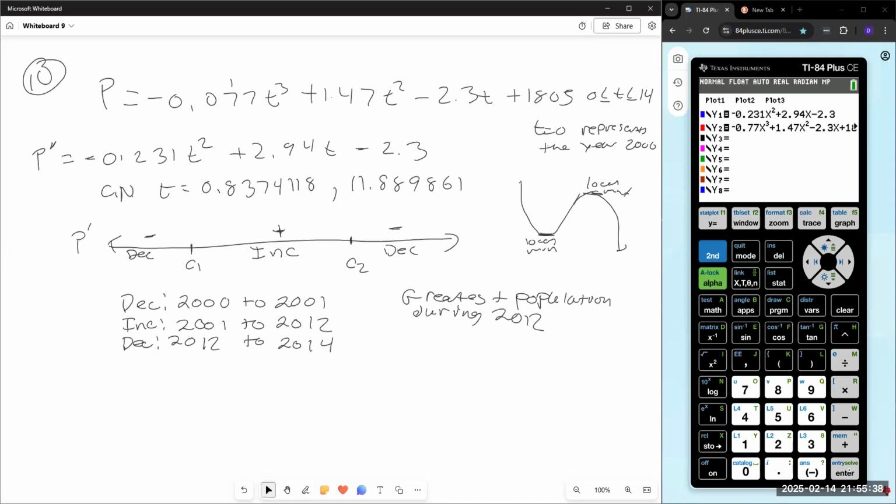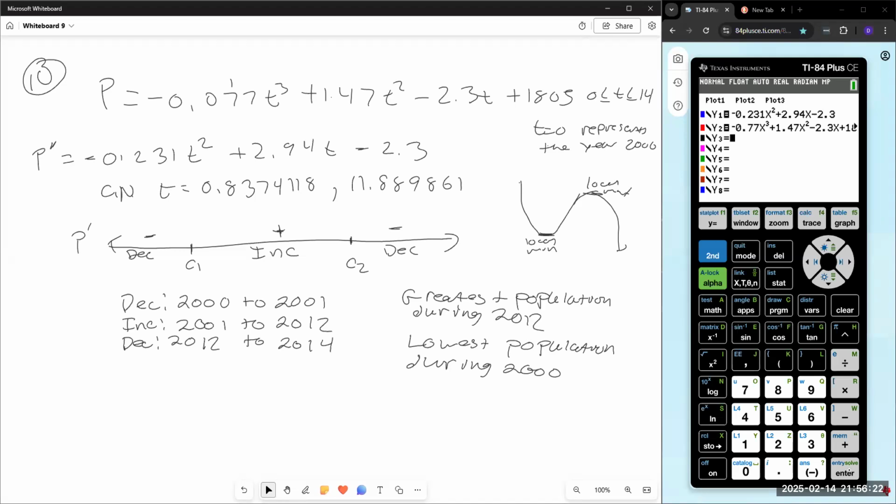It doesn't actually ask me what that greatest population was, so I won't find it. And then when did it have the lowest population? That would be during the year 2000. So lowest population during the year 2000. It's decreasing, hits a low point, and then turns around and comes up for quite a long time, and then starts to decrease just a little bit at the end over there.